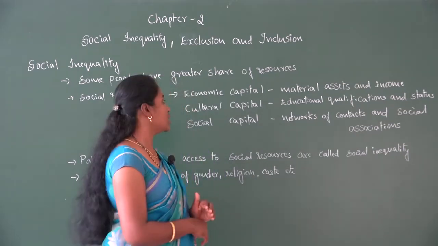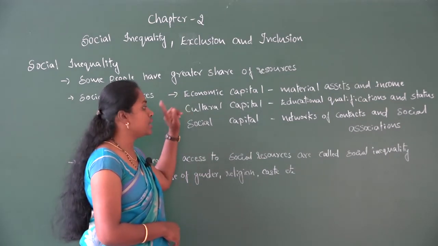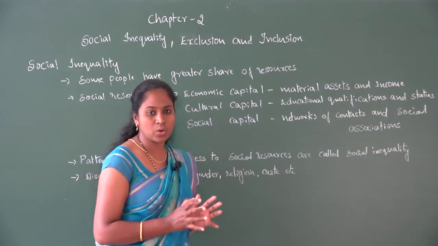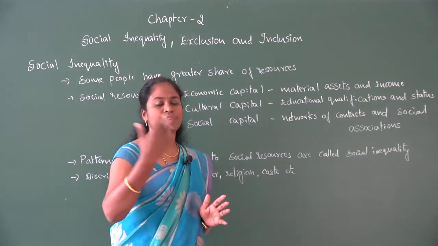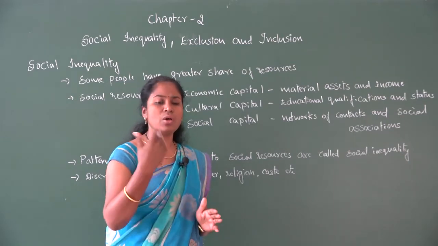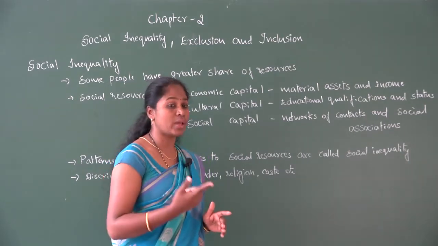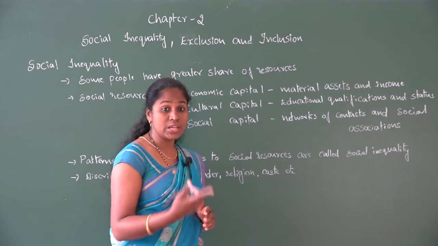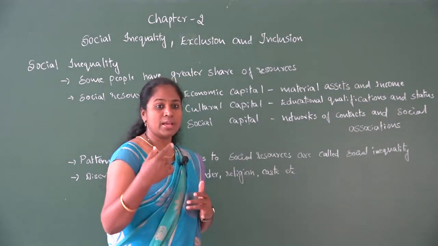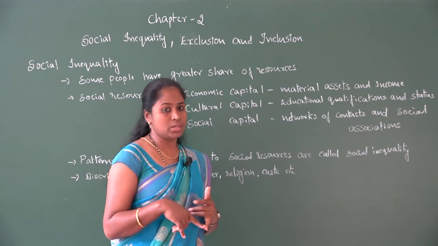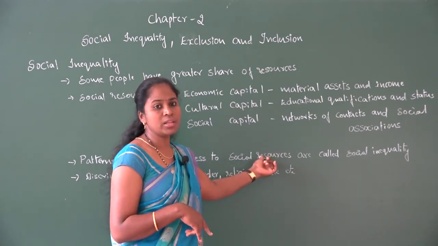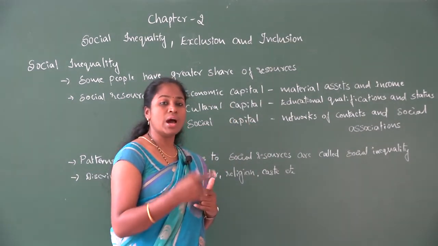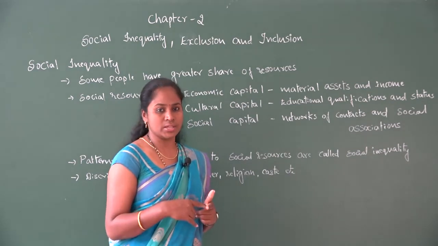For example, if a person is having material assets, if he is having economic capital, if income is very good, then automatically qualification is also very high. He gets a very high qualification, so acquiring the next capital, that is cultural capital, is easy for him. And with economic capital as well as good qualification, it's very easy for him to have contact with other people. So a person having one particular capital can acquire other capitals very easily in society.